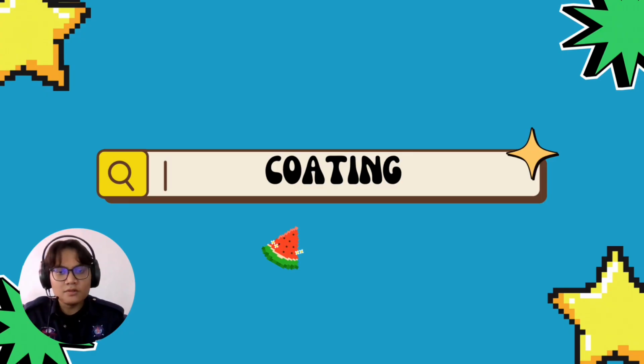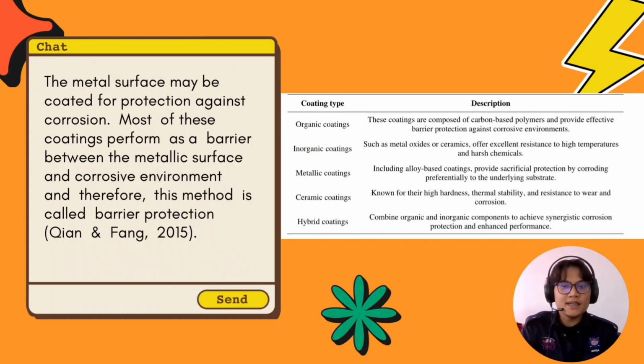So, from all five corrosion protection methods, I would love to choose coating and talk about it more. These are statements from Qian and Feng, 2015. The metal surface may be coated for protection against corrosion. Most of these coatings perform as a barrier between the metallic surface and the corrosive environment, and therefore this method is called barrier protection. And did you know there are five types of coating?